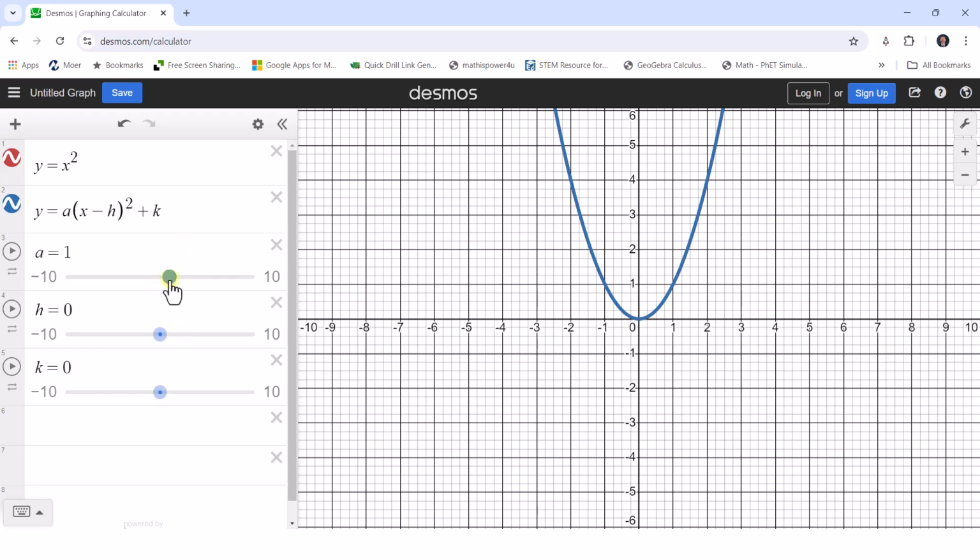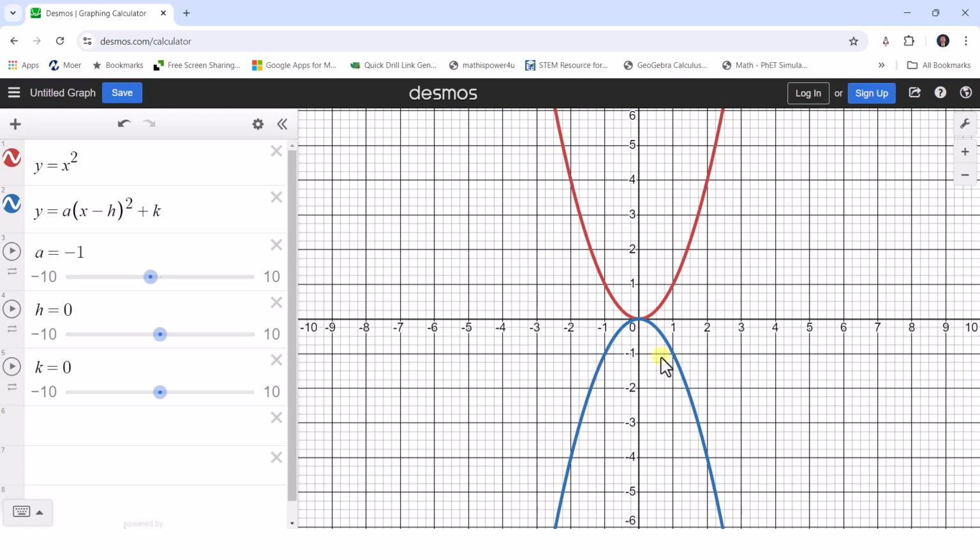Recall, if a is positive and the absolute value of a is greater than 1, the graph opens up and is vertically stretched and becomes more narrow, which we see here. When a is positive and the absolute value of a is between 0 and 1, the graph is vertically compressed and becomes more wide, which we see here. And then as soon as a turns negative, the parabola opens down. Let's set a equal to negative 1.